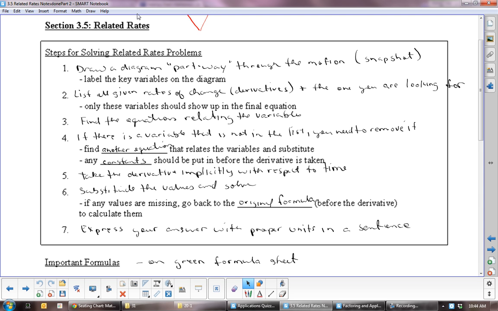What I just want to do is look at the steps again. So if you guys want to just turn back to your steps. So, draw a diagram partway through the motion, not really the snapshot at that point, but that could be considered the snapshot too, and label all your key variables.